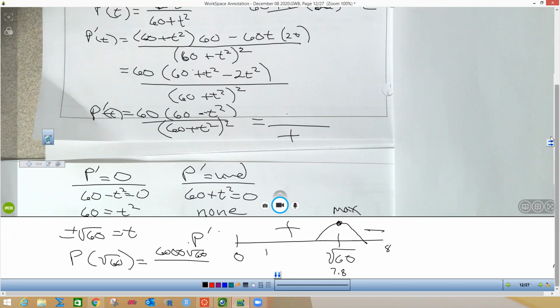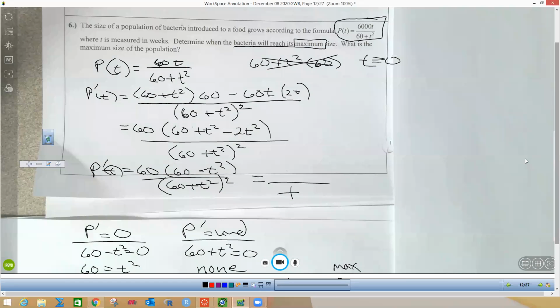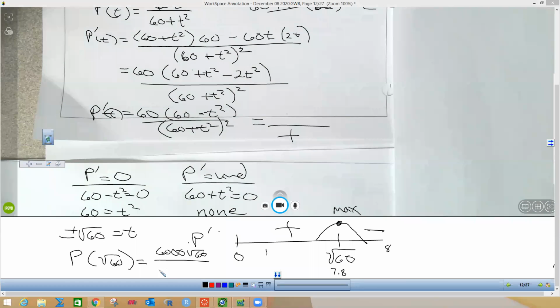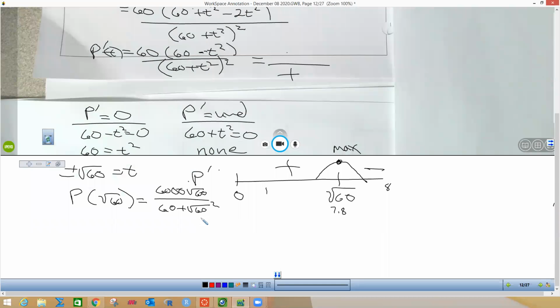I go back up and look at it. I think it was 60 plus T squared, wasn't it? Yeah, so I got 60 plus T squared. You can leave your answer right like that. That's fine. Now, if you want, you can simplify, but you do not have to. Now, if it's multiple choice, you would probably have to simplify it.